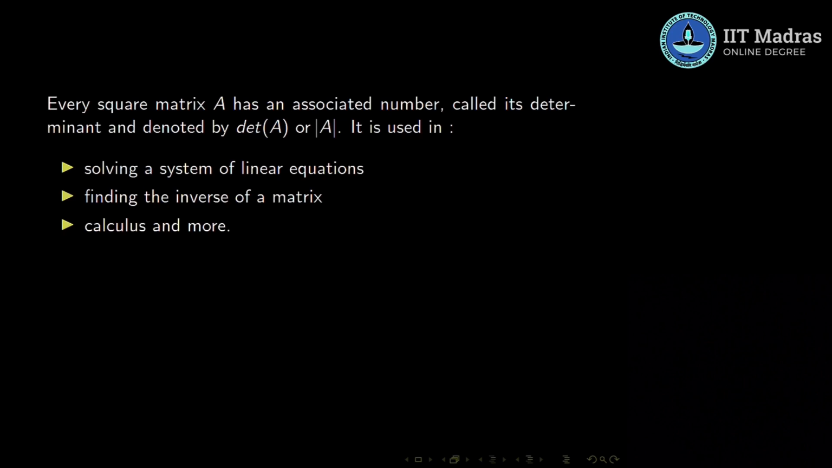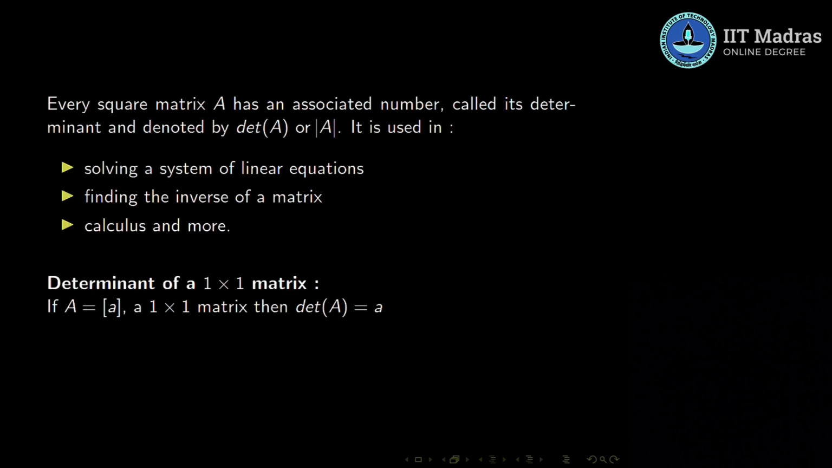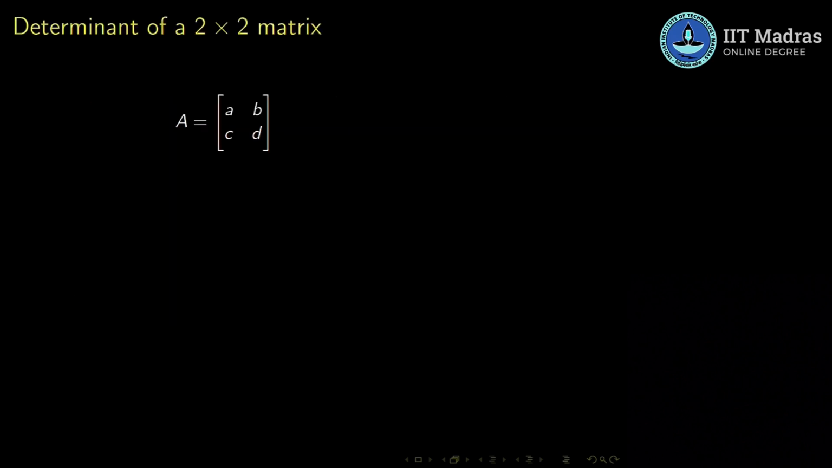Okay. So, let us begin with the 1 by 1 matrix. When you have a 1 by 1 matrix, A is a number with two brackets on the side. Then the determinant is just that number. If A is bracket A, then the determinant of A is the number A. Okay. So, nothing very great happening so far. So, let us look at the determinant of a 2 by 2 matrix. Here is your 2 by 2 matrix. I have written the entries A, B in the first row and C, D in the second row.